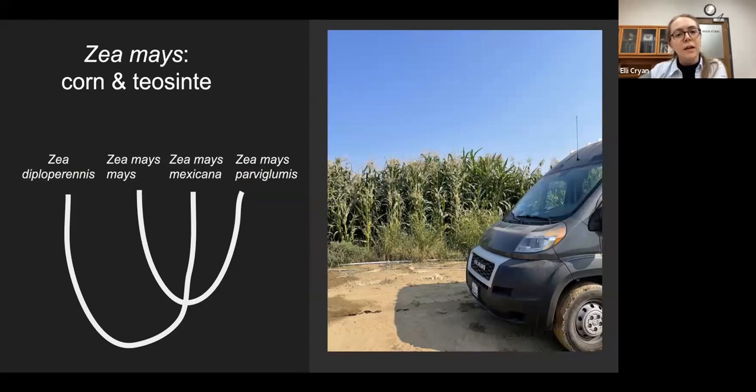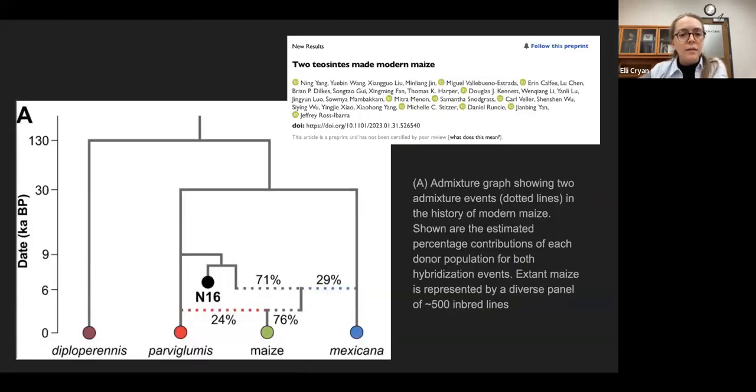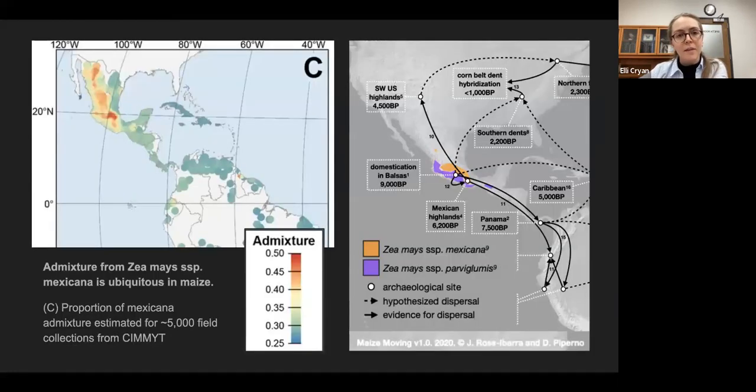If we think about what this might look like, we have this really rough tree that I drew where we've got this fork of 3 different groups that are about equally related to each other, and then an outgroup of Zea diploperennis. Also recently from our lab, we've got this 2 teosintes made modern maize paper showing a little bit more detail on how modern maize is a combination of parviglumis and mexicana, and that the amount of admixture varies across different regions or different traditional varieties, but it seems that there can be up to almost half and half mexicana and parviglumis contribution to modern maize.